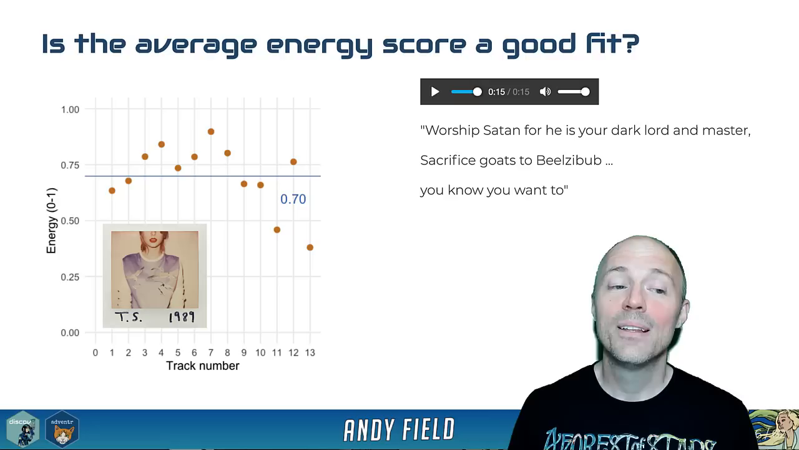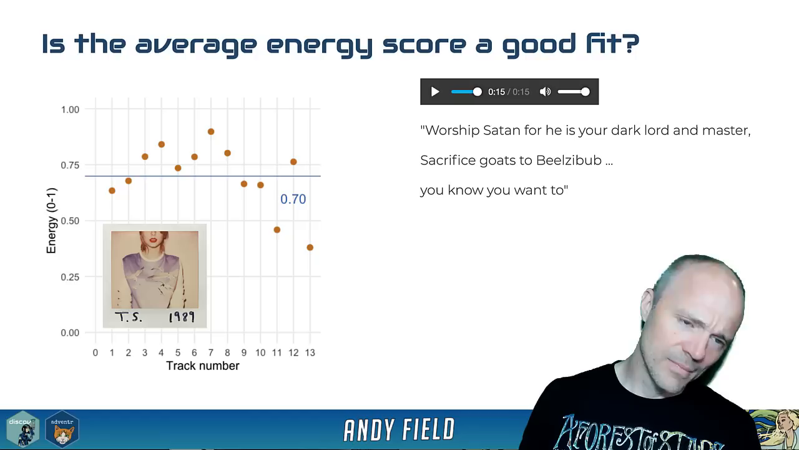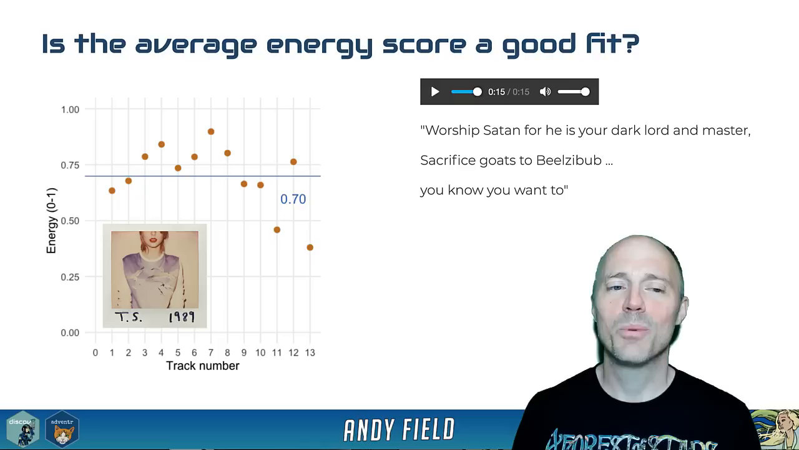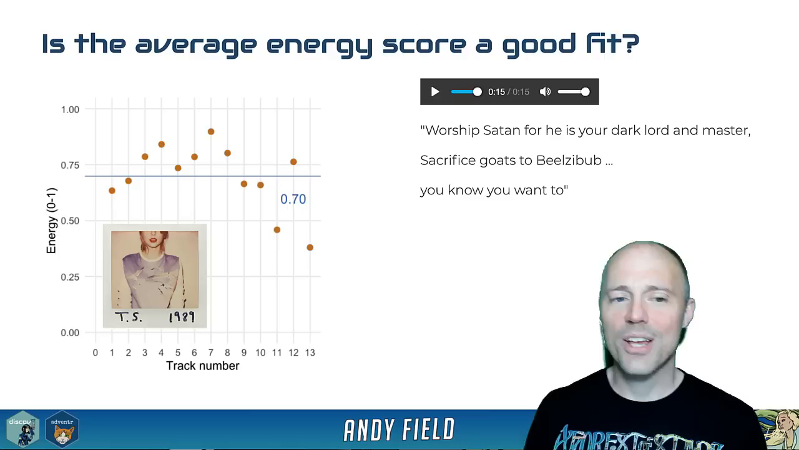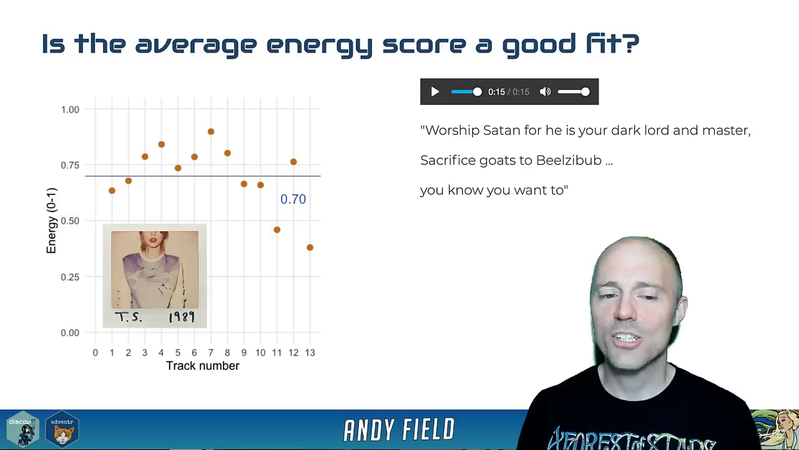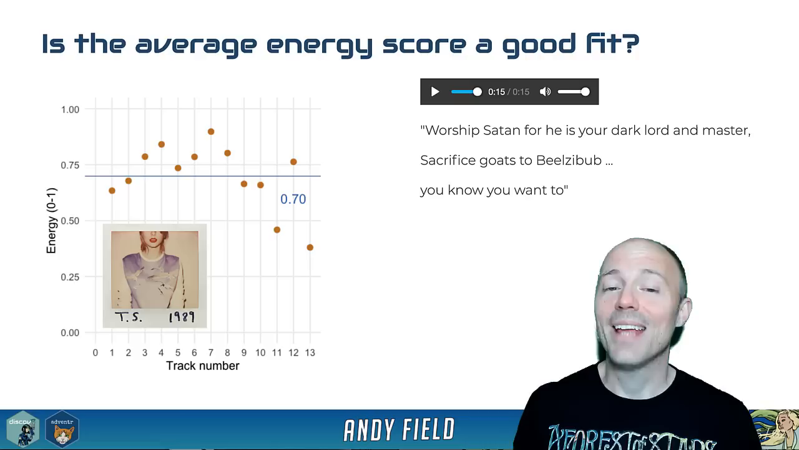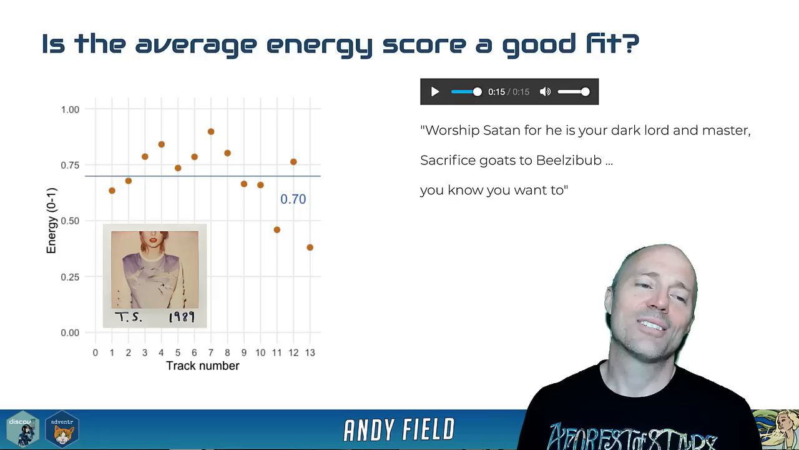In fact, it looks like Taylor's going a bit more low key as the album trails off, because if you look at tracks 9, 10, 11 and 13, they all have energy levels below the mean, and it's especially tracks 11 and 13. It's obviously aiming for a low key end to the album or something. So is this a good fit? How can we tell whether this mean is a good fit? How do we quantify this?